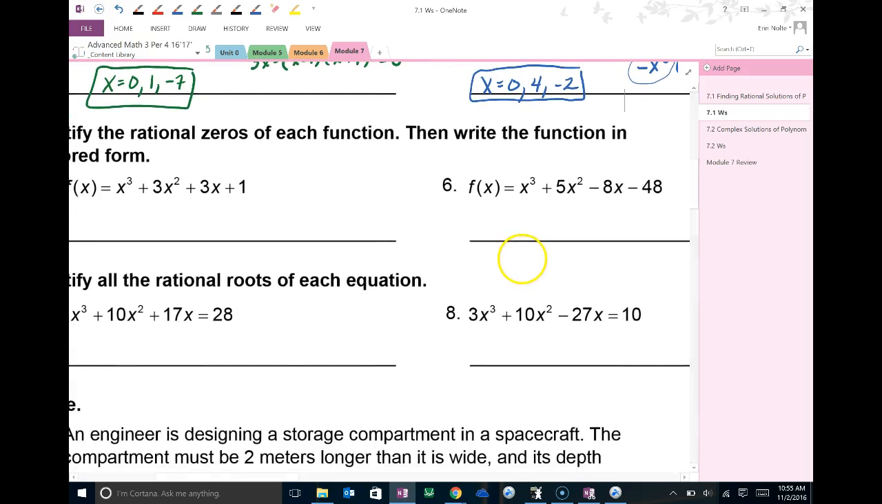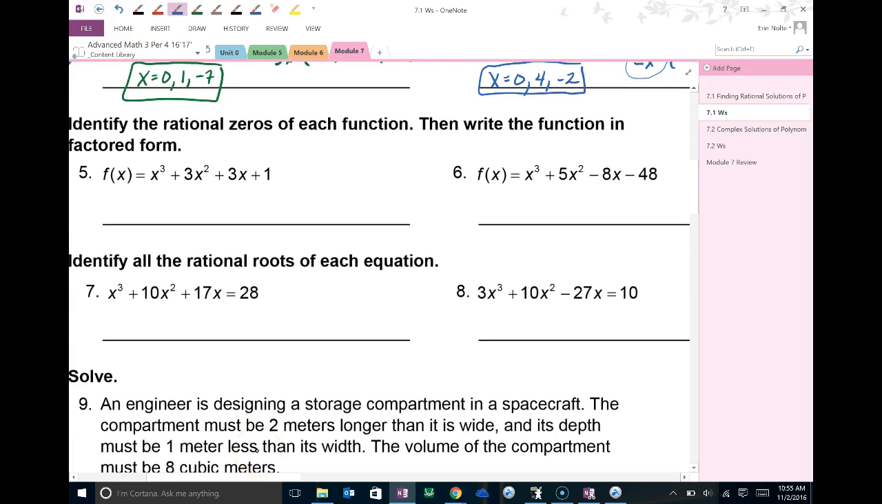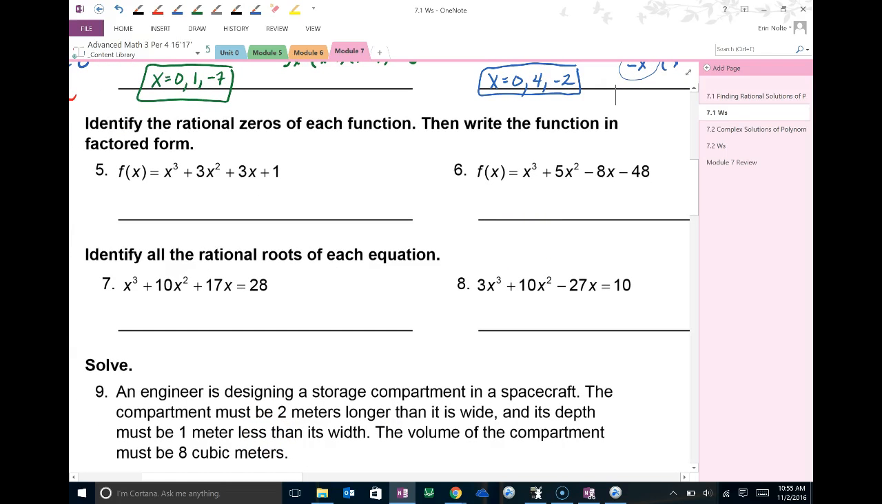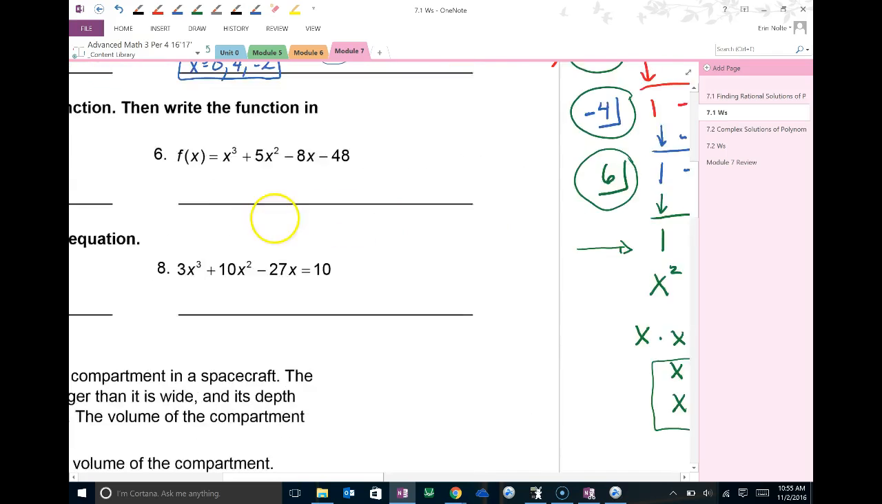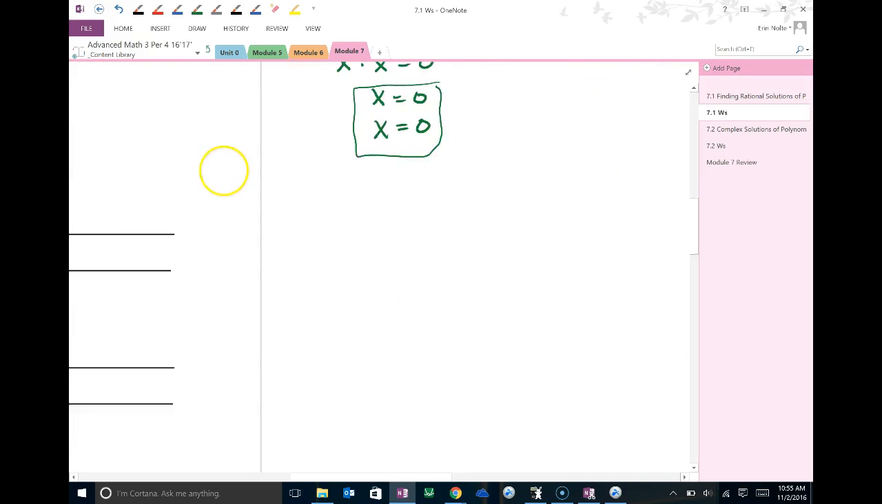Okay, so let's talk about 5 and 6. I'm not going to do both of them. I will do one of them, and I'm going to choose 6 because number 6 has to be done by using the synthetic method. There is no other way to do it. Okay, so number 6.